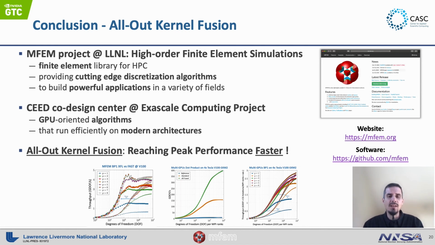We have shown that all-out kernel fusion can bring a significant reduction, by an order of magnitude, in the degrees of freedom needed to reach peak performance, which also means a reduction in time to solution. We have been able to apply it on typical benchmarks, but also on larger solvers, and even with MPI communications for multi-GPU runs.